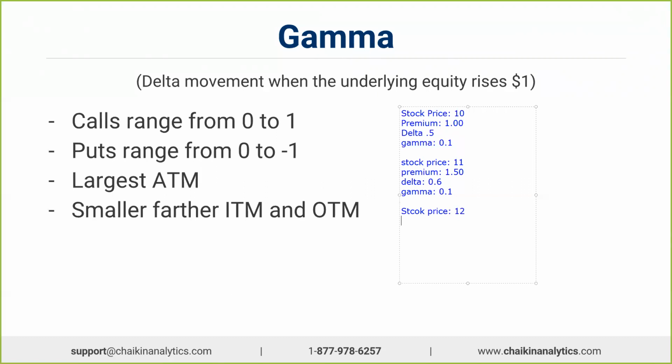If we're at 12, now our premium doesn't go up 50 cents. Now it goes up 60 cents. So now it's 2.10. And our delta is no longer 60 cents. It's now 70, and so on and so forth. So if we went to 13, we'd be up 2.80. So for a $3 move, we'd make $1.80 on our dollar in my made-up example. But that's a quick way to get a sense of what's going on underneath the option.